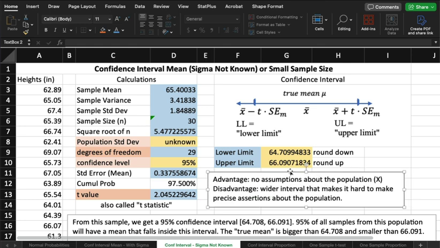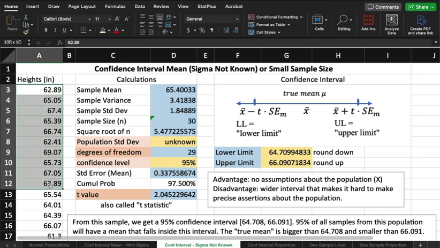Okay, so there are advantages and there are disadvantages, but this is also the more common approach that you will find in the literature, in the research, because oftentimes we just can't make those assumptions about the population. It's a very uncommon thing to be able to assume that your population is normal.